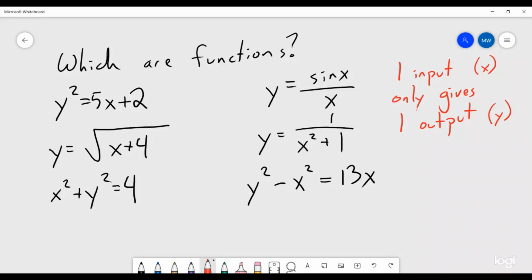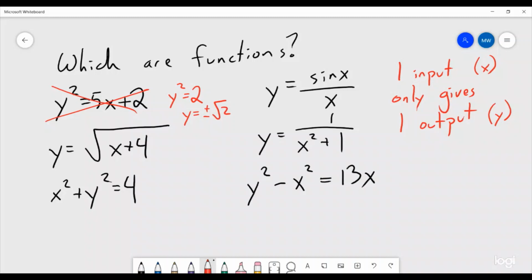For y squared equals 5x plus 2, if I put in an x value, is it possible for there to be more than one y value that works? Well, for example, if we put in x equals 0, then we have y squared equals 2, and there's two different y values that work. We could have y be positive or negative square root of 2. So because there are two different y values, this is not a valid function.